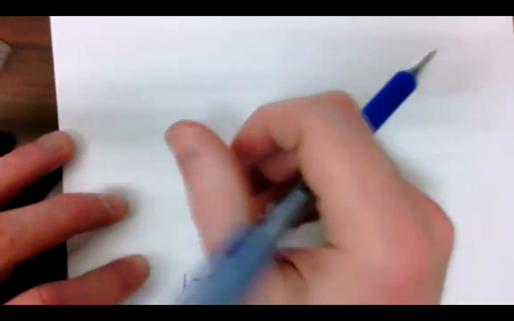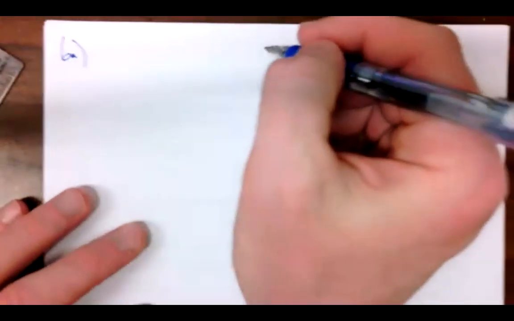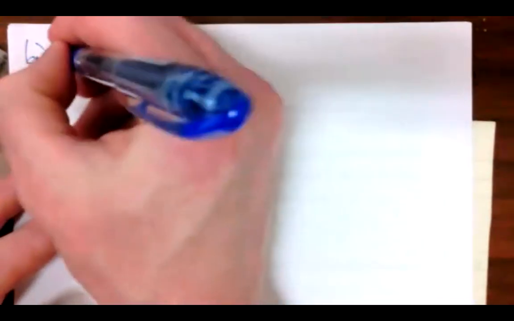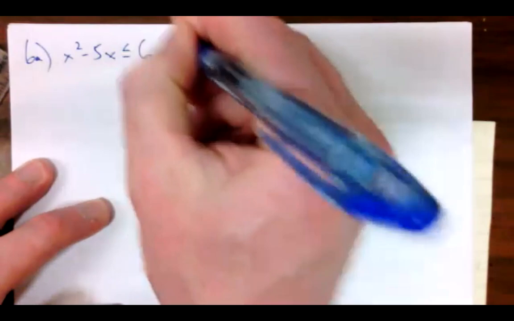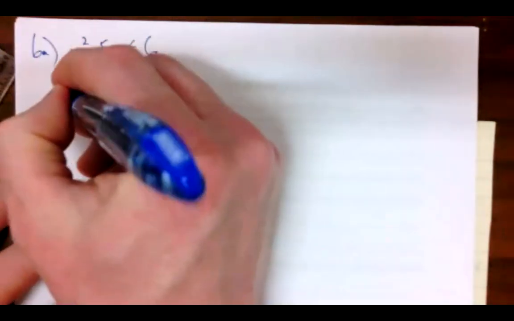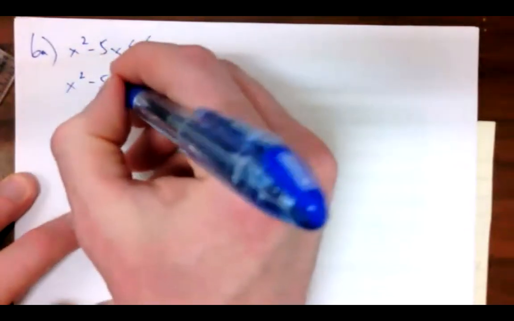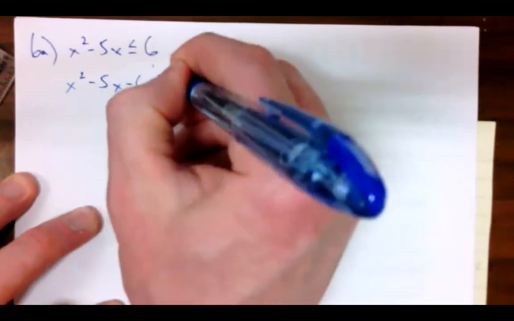Number 6 says solve the following quadratic inequalities both graphically on a number line and algebraically. Okay, so 6a says x squared minus 5x is less than or equal to 6. I'm going to bring that 6 over so I can factor it. So I'm going to subtract 6 from both sides. x squared minus 5x minus 6 less than or equal to 0.